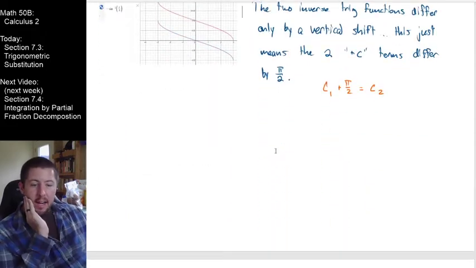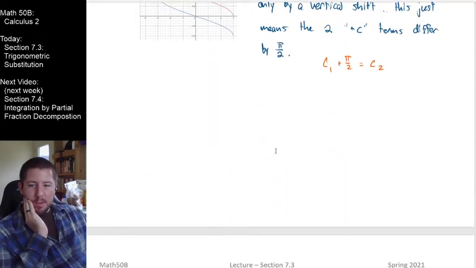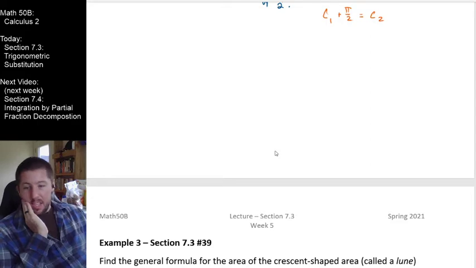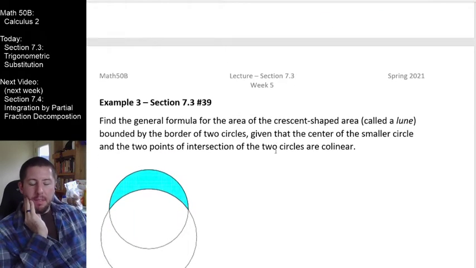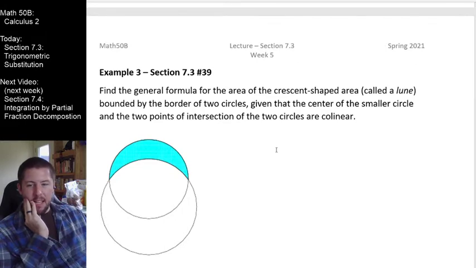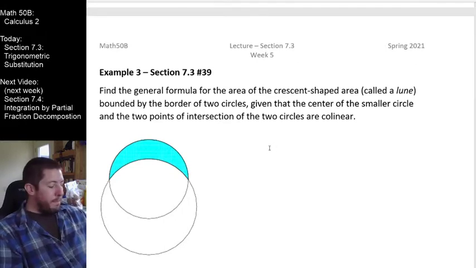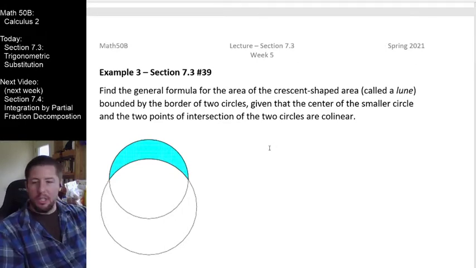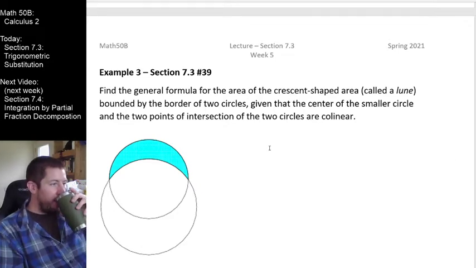So let's take a look at one more problem here. We're only going to do one more today. This one's going to be a bit of a bear, but it's a very cool problem. It's going to help us find a general area of a shape that's not too difficult to describe, but is quite difficult to actually pin down the area associated with it.